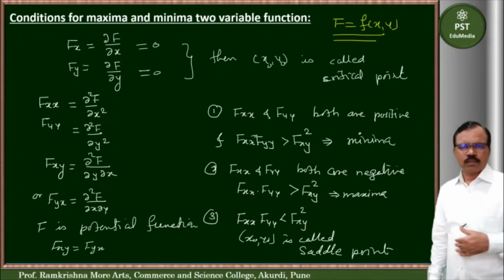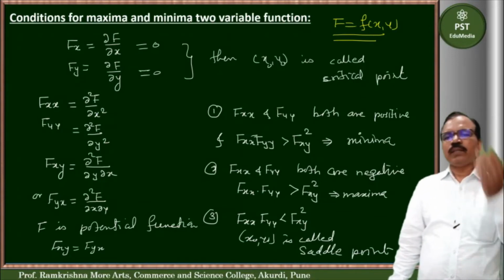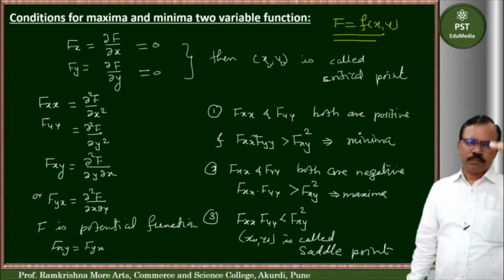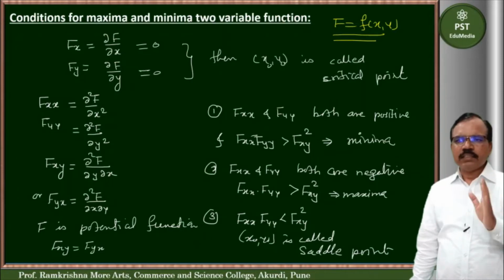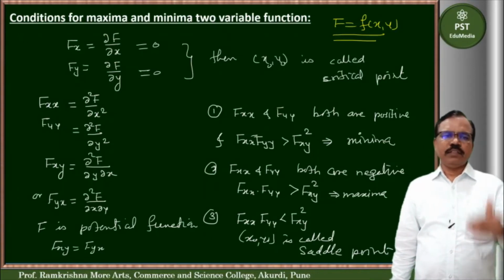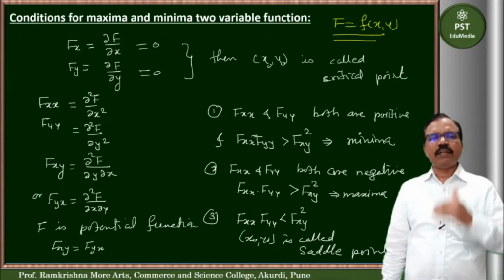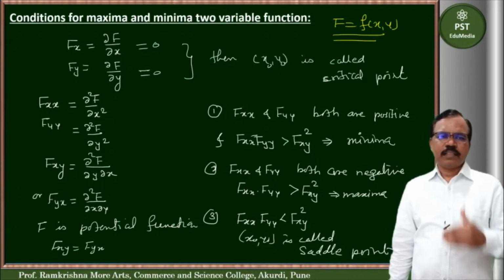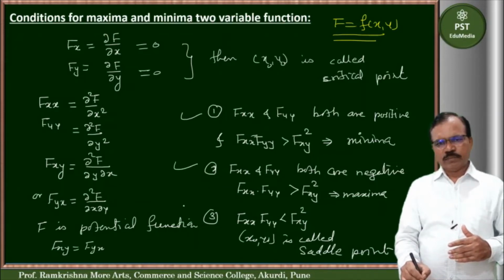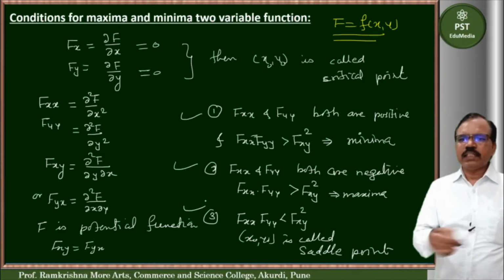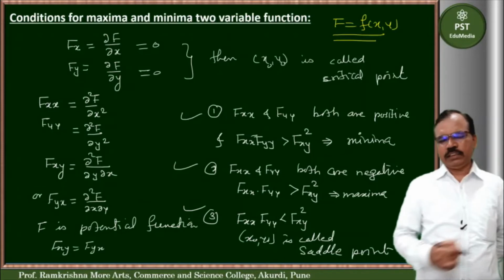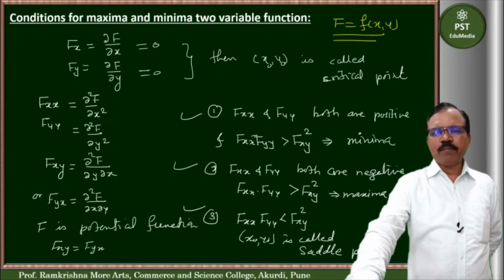So for a function of two variables, we can find whether a point is maxima, minima, or saddle point using this. Take first order derivatives. If they are zero, the corresponding point is a critical point. Then find second order derivatives fxx, fyy, and the mixed partial derivative fxy, and compare them by these conditions. Using these conditions, you can find whether that point is a maxima, minima, or saddle point. Now let us take some examples.